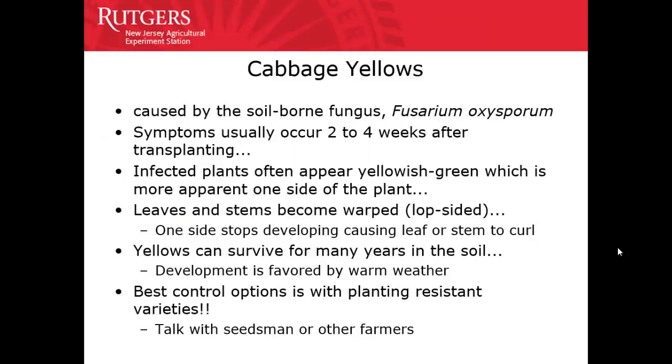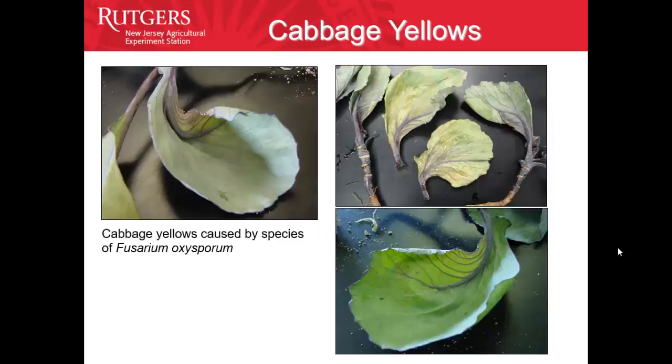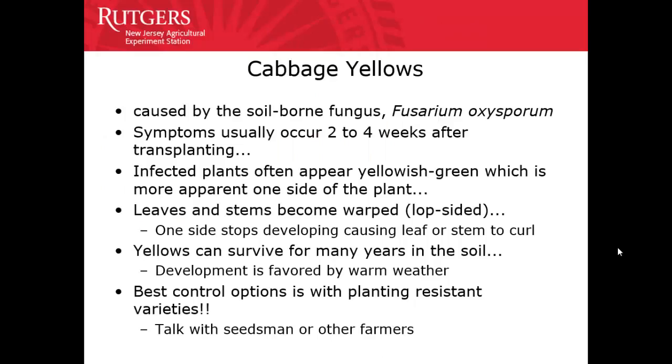It's caused by Fusarium oxysporum. It's a wilter, one of the wilters. It usually occurs 2 to 4 weeks after transplanting. Again, plants often appear yellowish green, which I showed you in the last slide, and the leaves become lopsided or warped. Like Sclerotinia, it can survive in the soil for many years. So once it's in your block or your field or your garden, it can be there for a very long time.